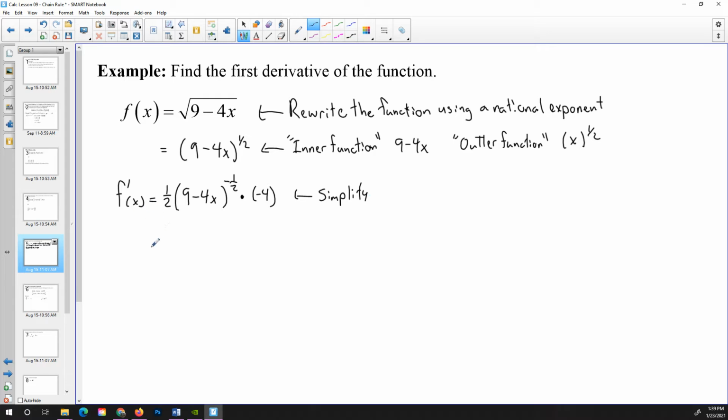And so some simplification, let's say we push this negative exponent to the bottom, and then the 2 cancels with some of the 4 there. I get a 2 to cancel out of the 2 and a 2 to cancel out of the 4, leaving a 2, and then it is just going to be 9 minus 4x to the 1/2. And that is my final answer.